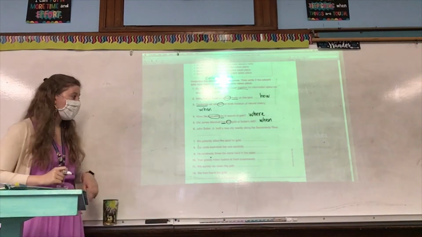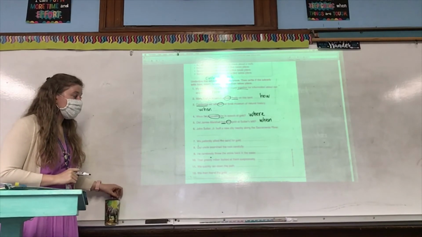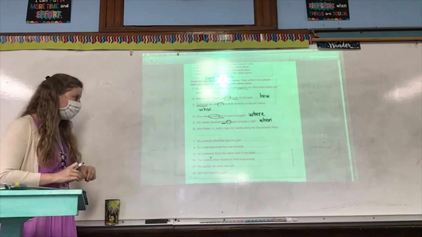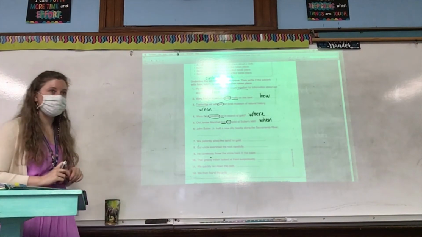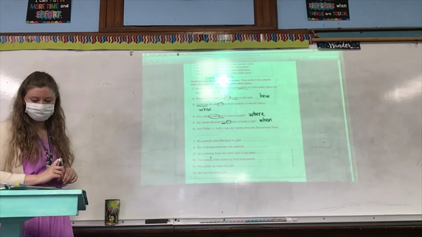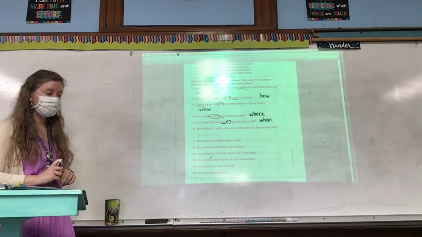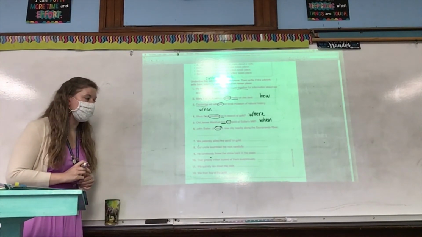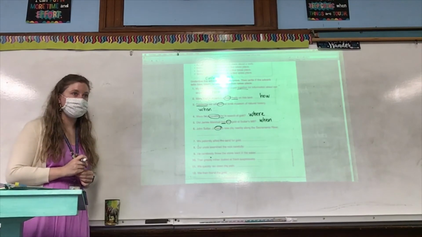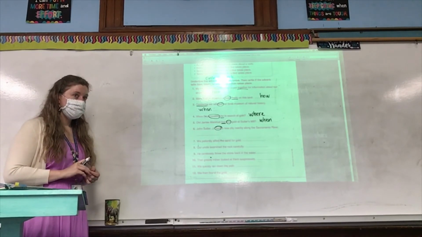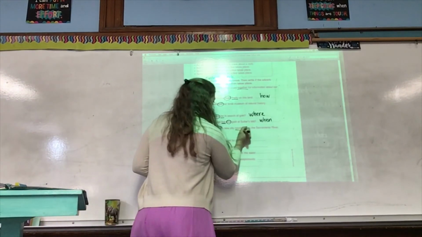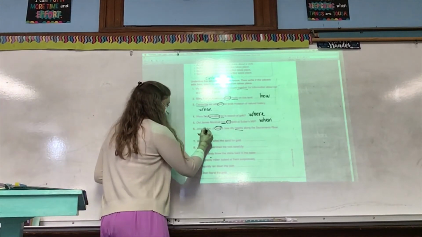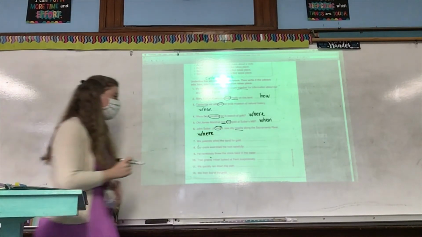First time. Number 6, John Sutter Jr. built a new city nearby along the Sacramento River. Carla, which word is the verb? Built. Which word describes how, when, or where John Sutter Jr. built something? Nearby. Which question did that answer? How, when, or where he built something? Where? Some of you, it's starting to click.